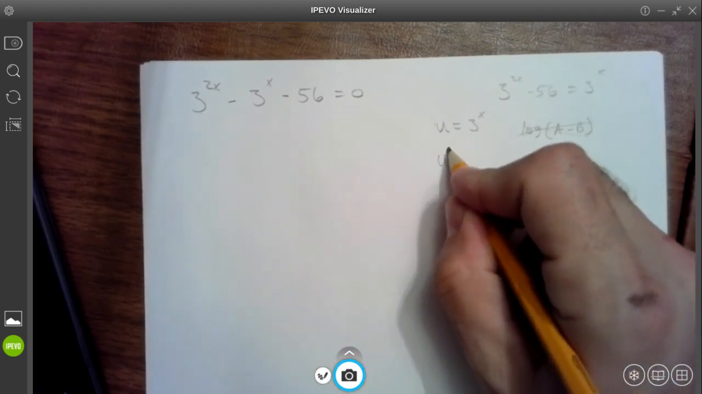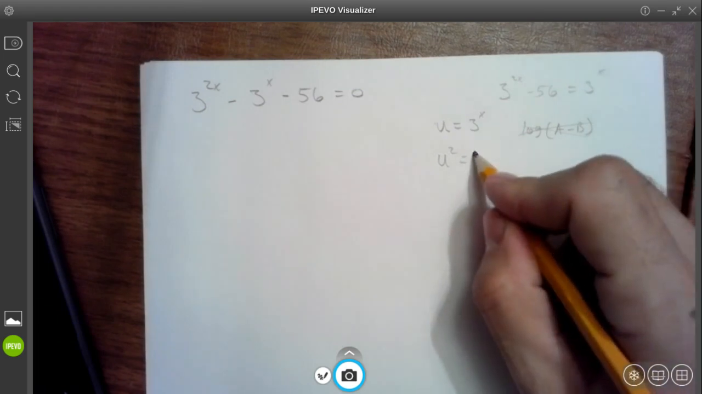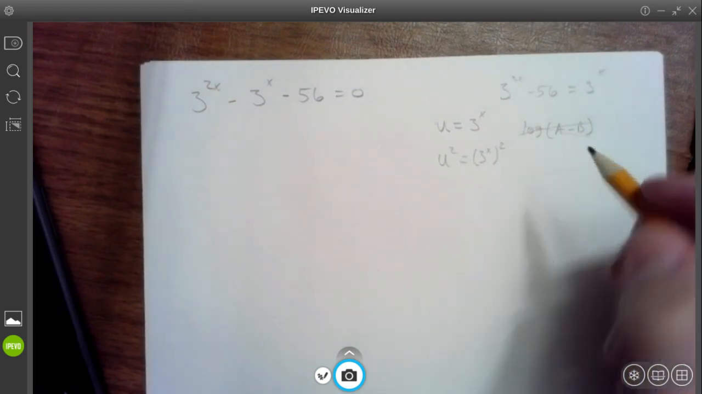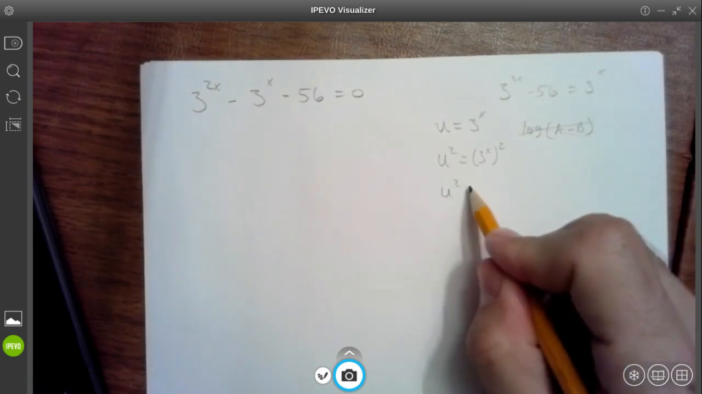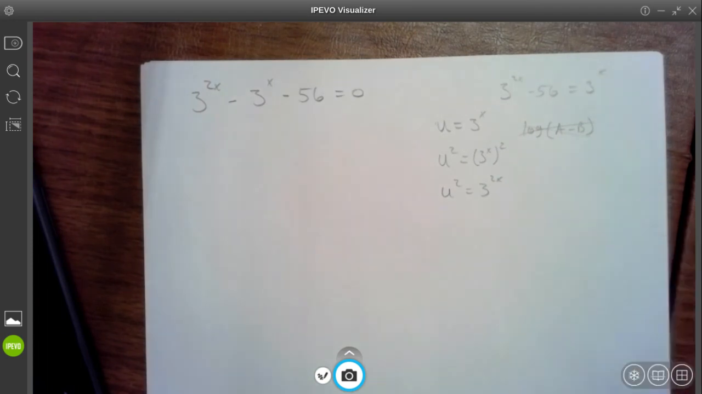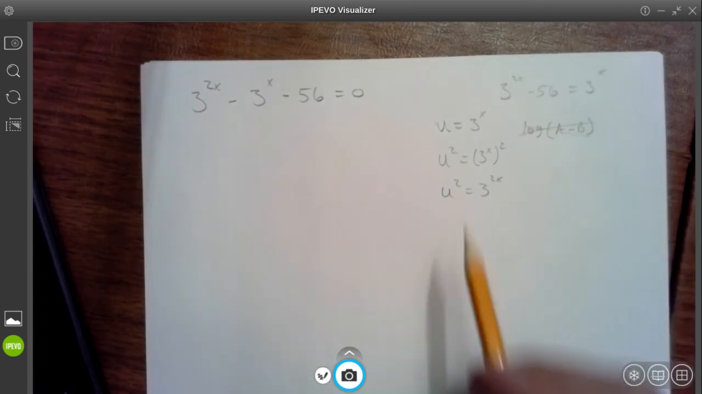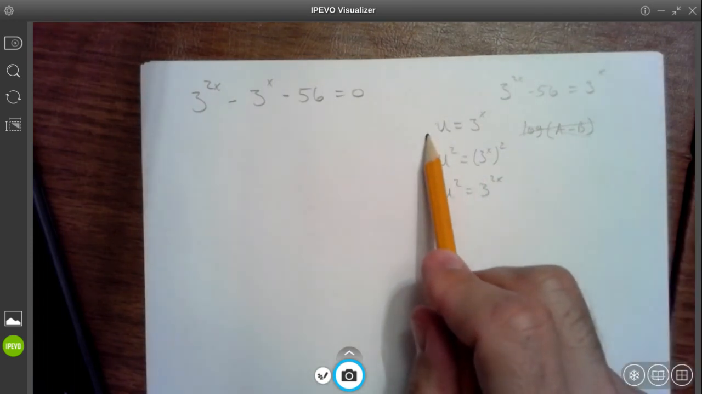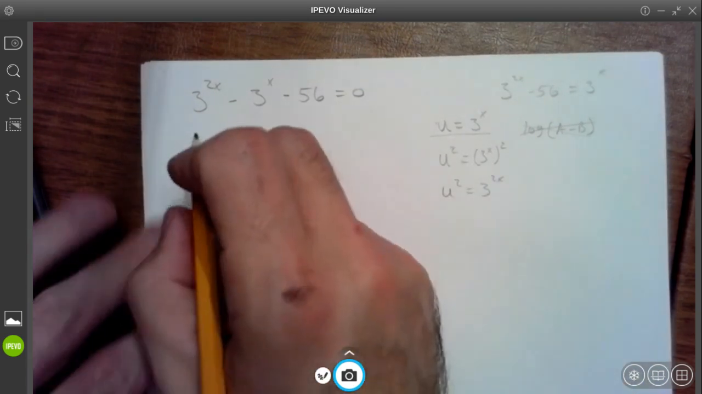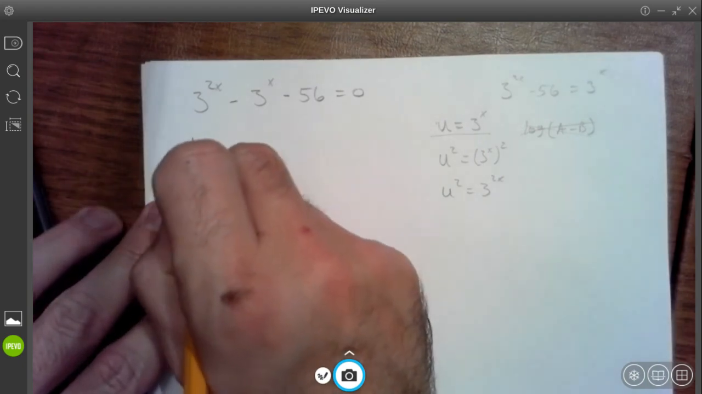If I looked at u squared here, that would be like 3 to the x all squared, and that just equals 3 to the 2x. When you have a power to a power, you multiply the exponents. So that's what I'm going to do here, replace the 3 to the x with a u. Later on, I'll put it back though, I promise.